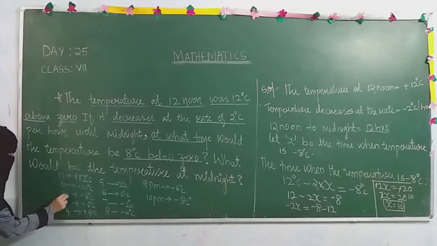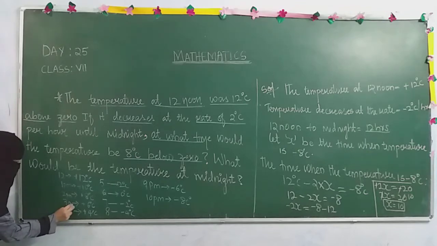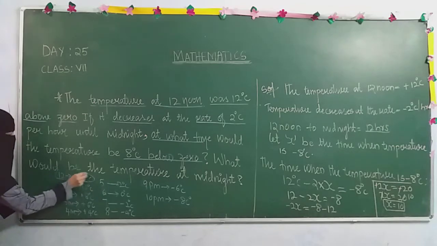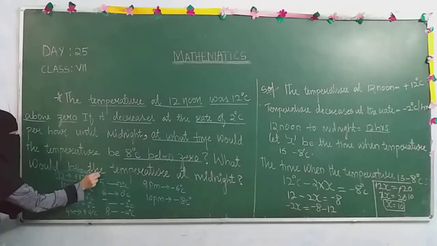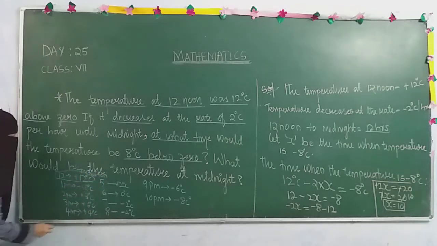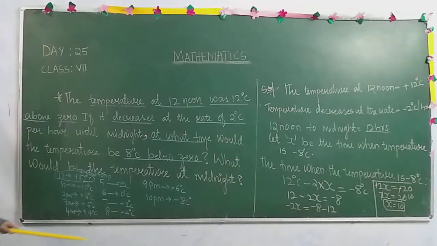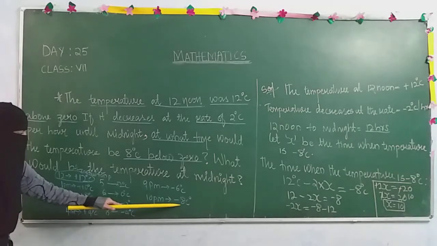And this is the pm only, we are using the time because after 12 noon it becomes pm only. Okay, so this was your initial temperature. Then what happened? After every hour the temperature is decreasing. So we got the answer as minus 8 degrees centigrade.